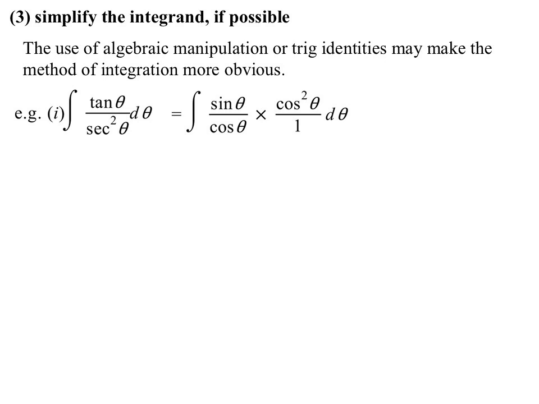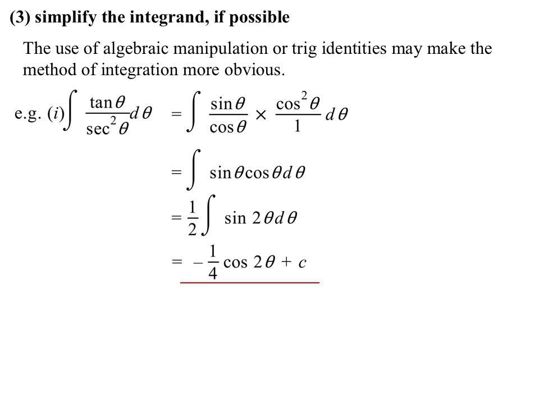In this case, cos cancels with the cos squared. I get sine theta cos theta. That's a half of sine 2 theta. Or I suppose I could have looked at it and said, now I've got derivative times function either way. And I get minus a quarter cos 2 theta here.